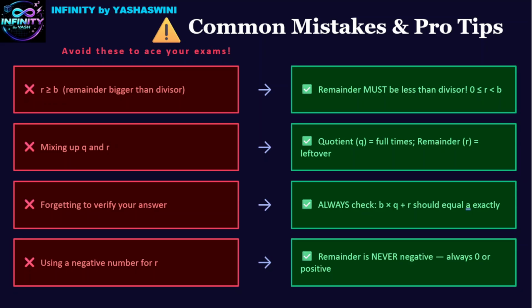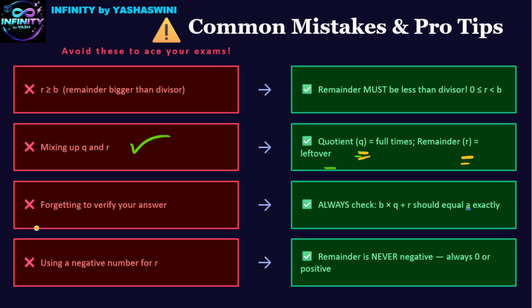Let us discuss some common mistakes that students make. Students lose marks in very silly mistakes. The first one is writing a remainder greater than the divisor. You must remember that the remainder should be less than the divisor. And the second mistake is mixing up q and r. q is the quotient and r is the remainder, which is what is left over.